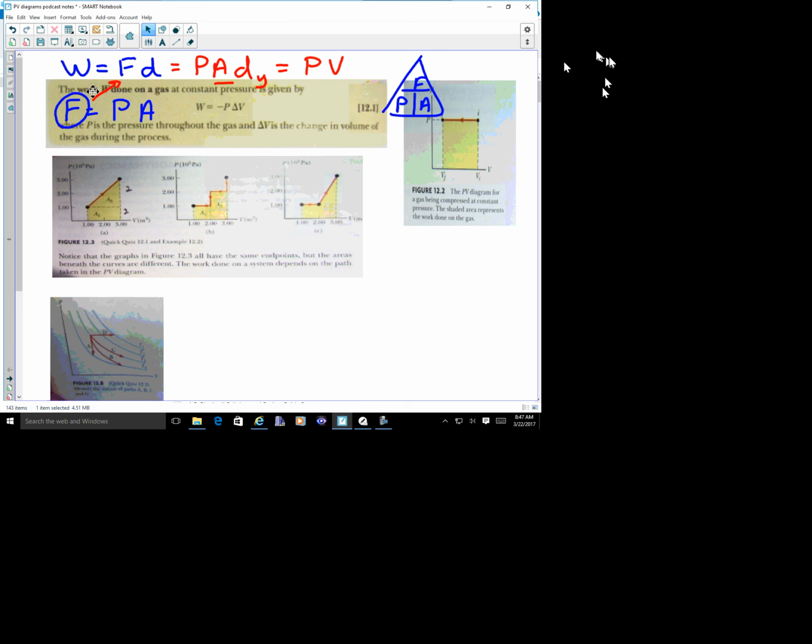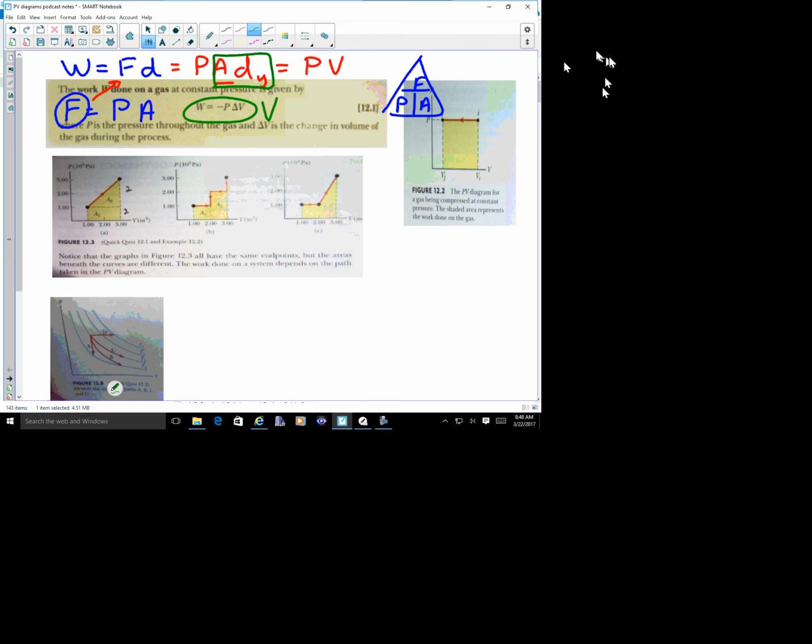This whole area times distance that I just put a green square around, that is the same thing as volume. So W now equals P delta V. That's where they got that formula that you see here. Now this is going to be the work done on a gas at a constant pressure. And so if you change the volume of that gas, you're definitely going to be doing work on it.